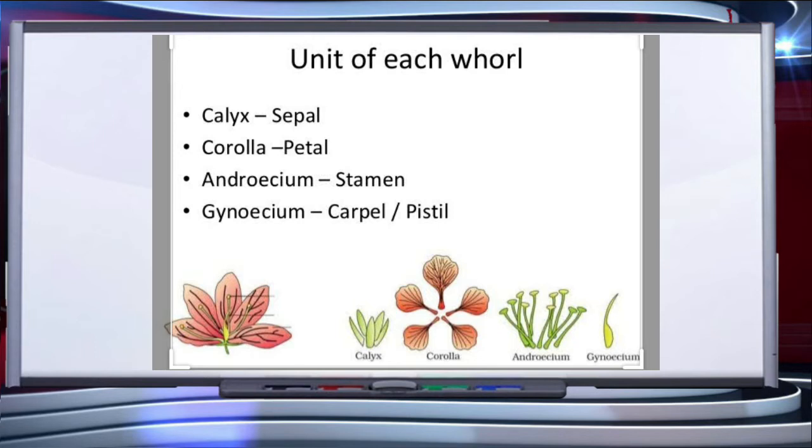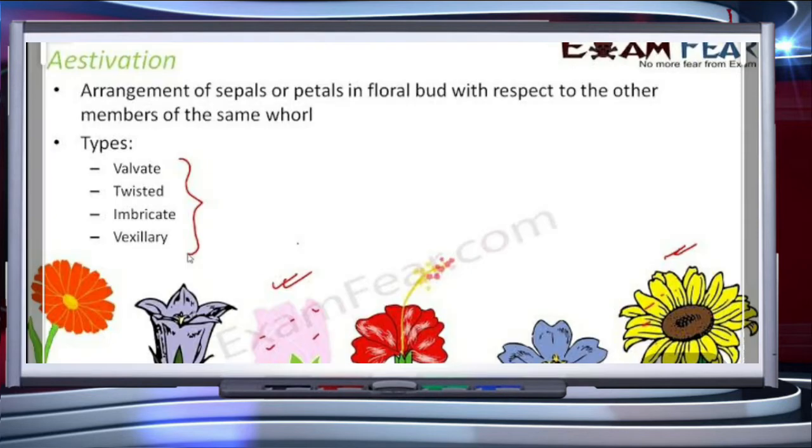Corolla is composed of petals. Petals are usually brightly colored to attract insects for pollination. Like calyx, corolla may also be united or free. If they are united, we call them gamopetalous. And if they are free, we call them polypetalous.